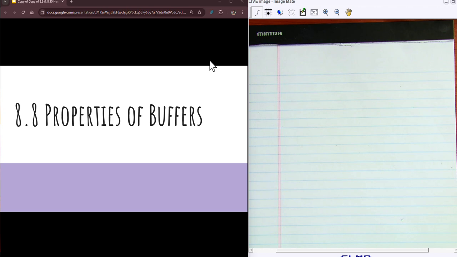We are working on properties of buffers. I am back at school, so it's this setup. Sorry if you don't like it.